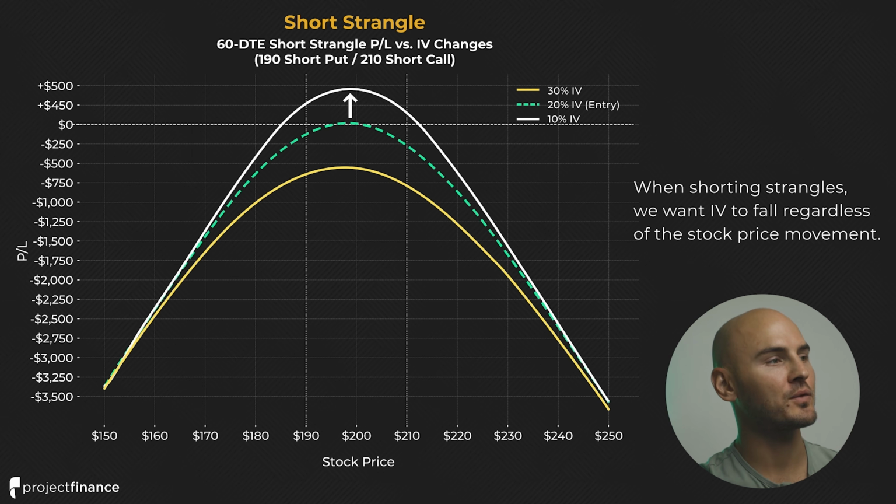As we can see here, if we look at this dashed green line and go to the white line, this represents a 10% decrease in implied volatility after shorting this strangle. And we can see that if implied volatility falls, we will have better profitability at all stock prices. And conversely, if we have an increase in implied volatility, that is going to negatively impact the profitability of our short strangle. So when shorting strangles, we want implied volatility to fall regardless of the stock price movement.